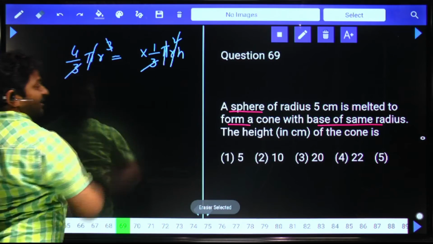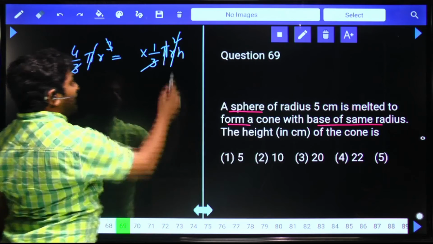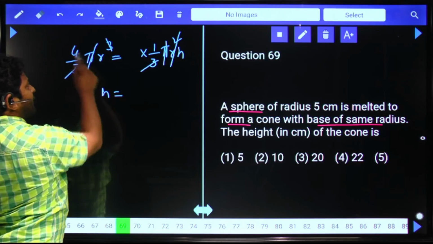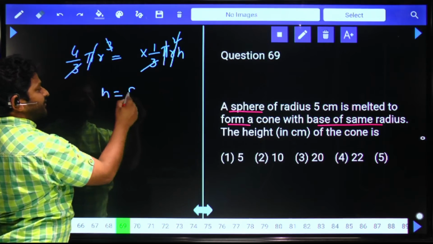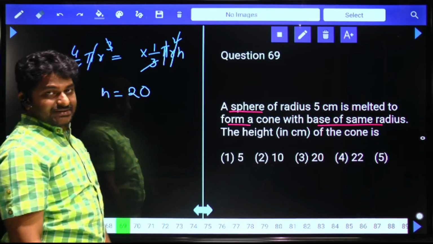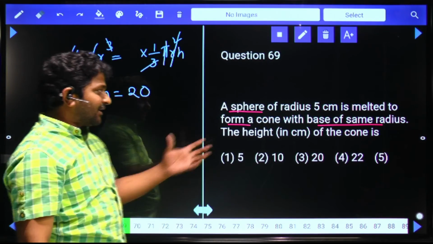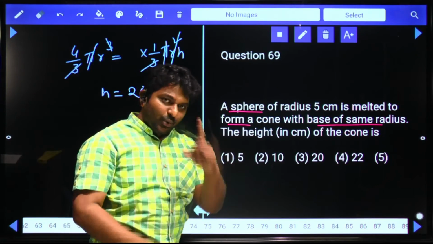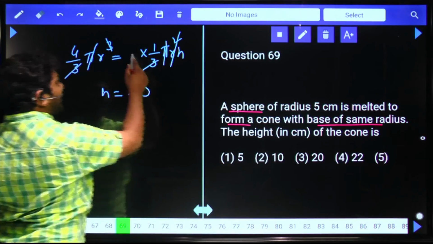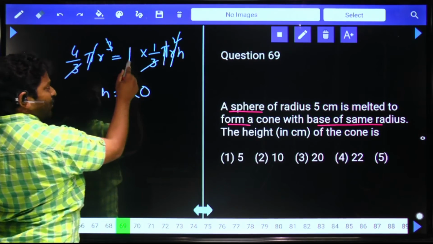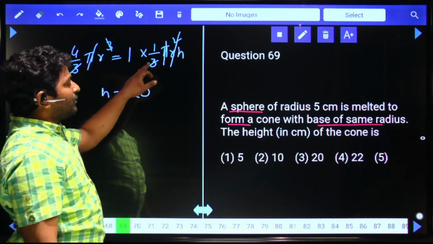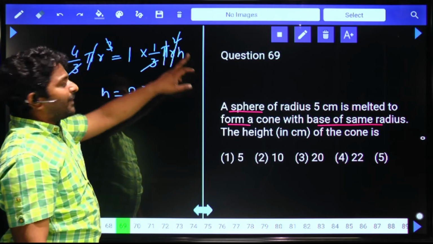You're not asked to calculate how many cones there are. You're asked to calculate what the height is. Then height is equal to 4 into r. r value is 5, that is 4 into 5, 20 centimeters. 20 centimeters. Since we melt the sphere to make a cone, there is no chance of n number of cones. Only one cone is formed. 1 into the volume of the cone, that is 1 third pi r square h.